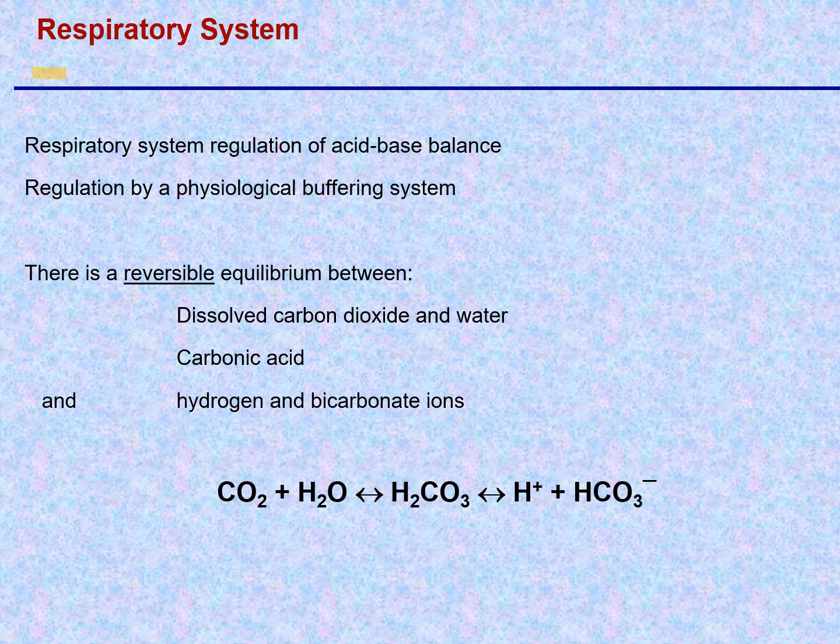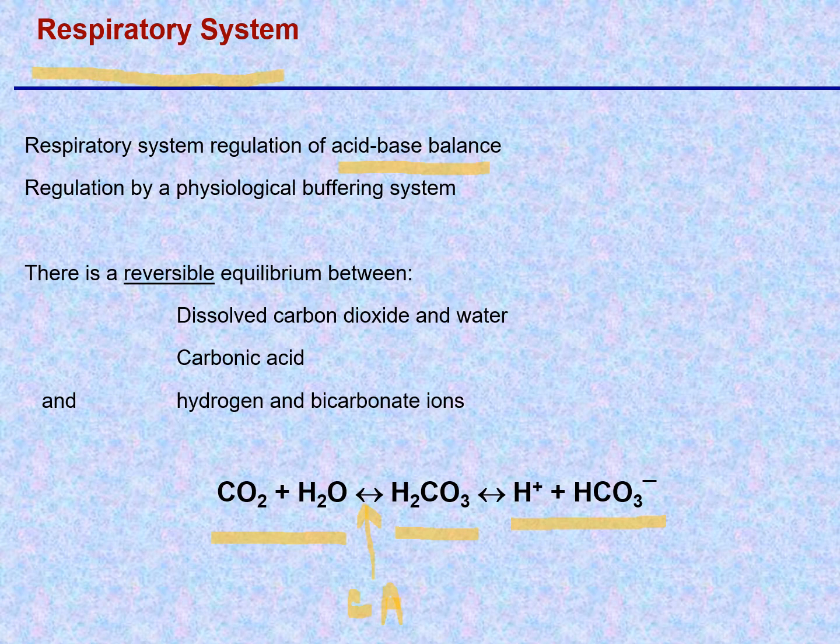In terms of the respiratory system, it can regulate acid-base balance or pH. It's a physiological buffering system. We do, after all, have a reversible equilibrium between CO2 and water and hydrogen ions and bicarbonate, and the intermediate in between is carbonic acid. This step requires an enzyme to catalyze it, and the enzyme is called carbonic anhydrase, as you already know.